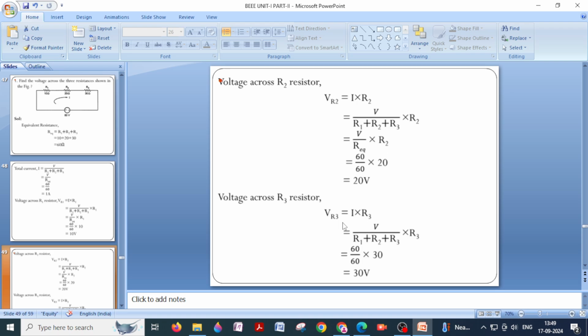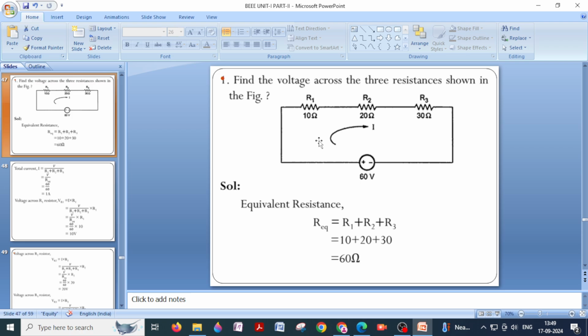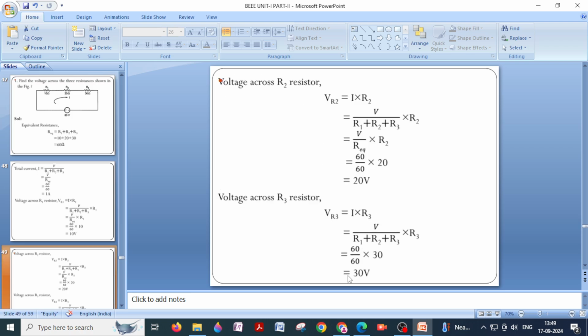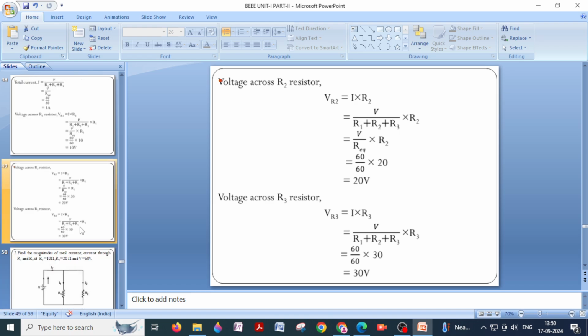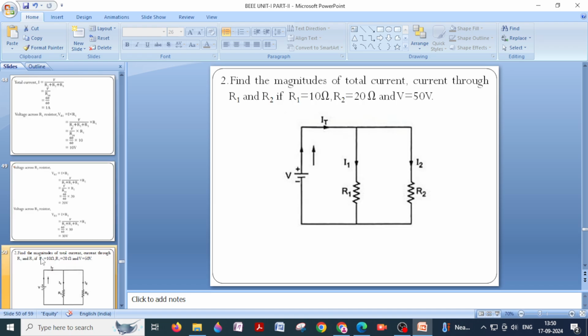Similarly, voltage across resistor R3, VR3, is equal to I into R3. I is 1, R3 is 30. So 1 into 30 you will get 30 volts. I have written all the formulas here, but no need to write all the formulas again and again to solve. So we have determined the voltages across each and every resistor. Let us go to the next problem.